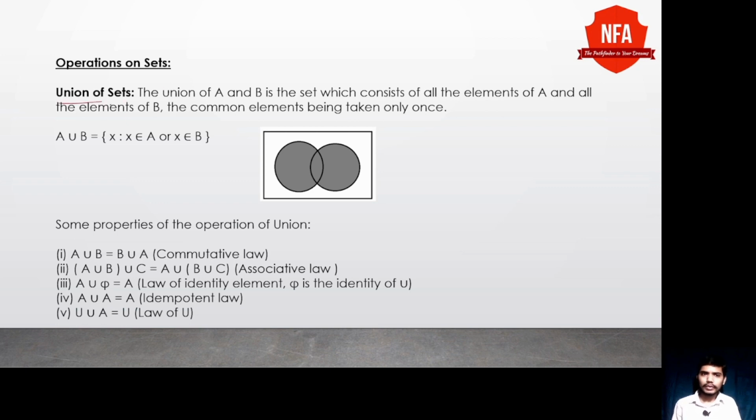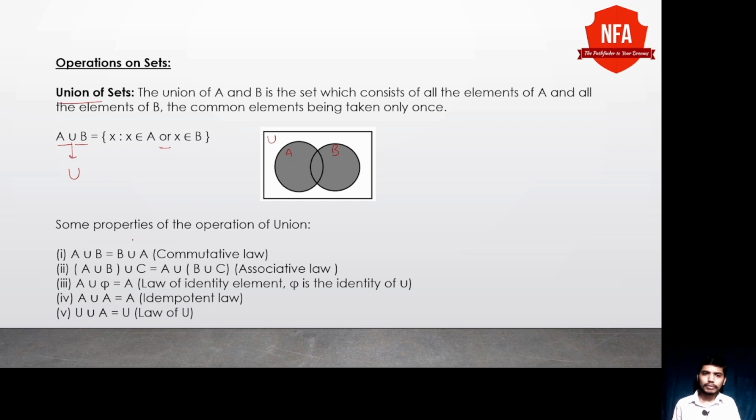What is the union of sets? Union of sets is the set which consists of all the elements of set 1 and set 2, with common elements taken only once. It is represented by A union B. This symbol is called union, and we say x such that x belongs to A or x belongs to B, where or means it can belong to either A or B. Let's say we are given two sets. This is the universal set, this is set A and this is set B. The union of sets A and B is the selected region A union B.